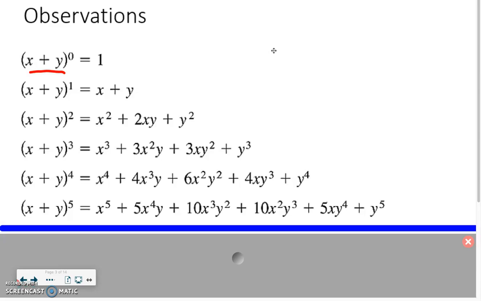If we have a binomial, just like if you had an integer or any monomials, meaning single term, anything to the 0 power is going to be 1. So that doesn't change if we're talking about binomials. Similarly, thinking about exponents here, anything to the 1st power is going to stay the same. It's going to remain. So for that reason, x plus y to the 1st remains x plus y.